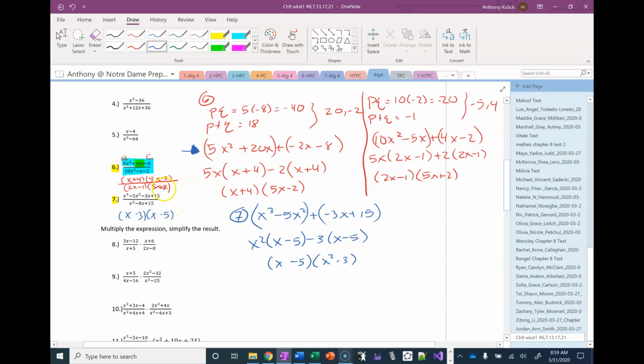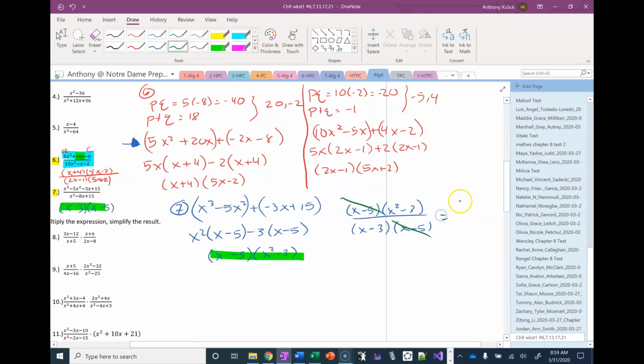So if I take this over this, I have x minus 5 times x squared minus 3 over x minus 3 times x minus 5. And those two reduce out, and I'm left with just x squared minus 3 over x minus 3.